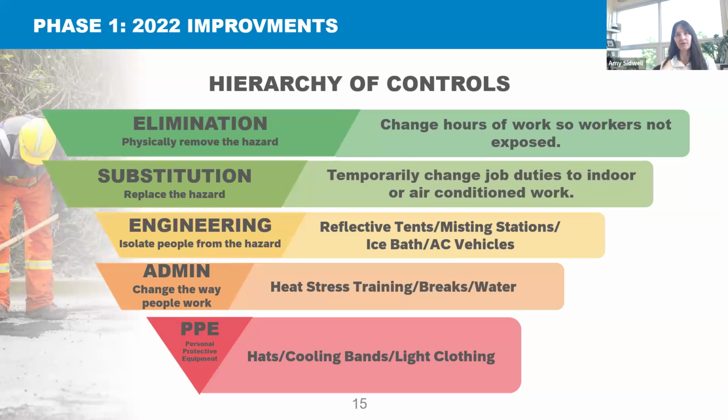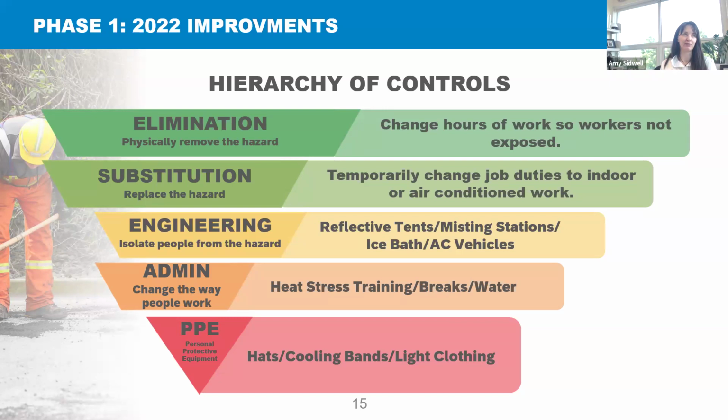Our controls were put in place based on the hierarchy of controls. So firstly, trying to eliminate any potential for heat stress. So we were looking to change hours of work so that workers weren't exposed, or if we had a shift on the weekend, we're trying to cancel that shift and schedule it for a day that is cooler if the forecast was showing us really hot. We also looked to substitute duties. So if there were crews working outside, was there potential for them to do work in air conditioned facilities?